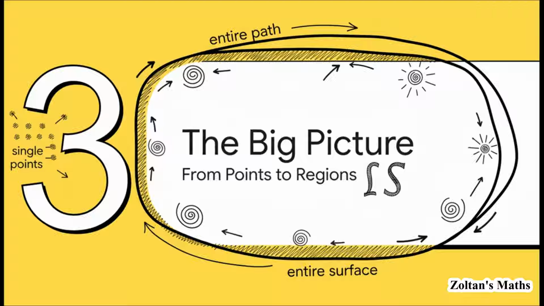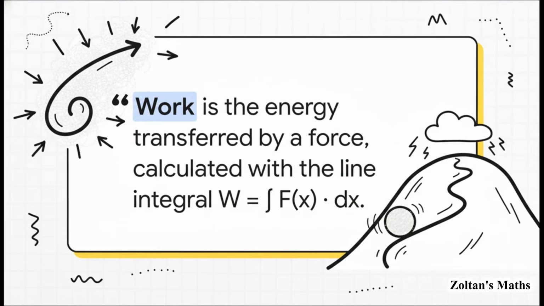But what if we want the big picture, the total effect over a whole path or across an entire surface? Well, that's when we shift gears from derivatives to integrals. Our first tool for seeing that big picture is the line integral. It sounds complicated, but all it really does is add up the effect of a vector field along any path you can draw. And its most famous job?